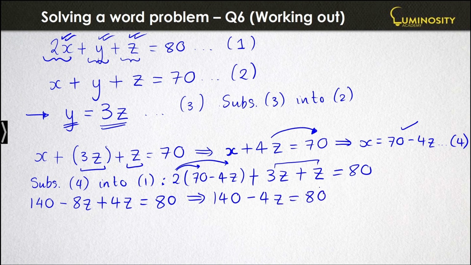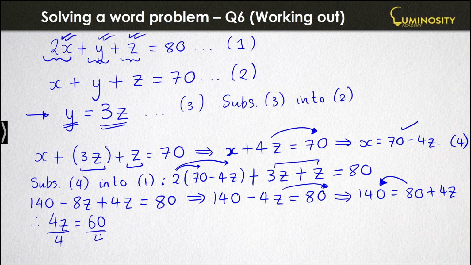And now you want to solve for z. So I'm going to add 4z to both sides to get rid of the negative 4z. That gives me 140 equals 80 plus 4z. Now I subtract the 80 on both sides and get 4z equals 140 minus 80, which is 60. Then to get rid of the 4 being multiplied, I divide both sides by 4, which implies that z equals 60 divided by 4, which is 15. So we have z equals 15.